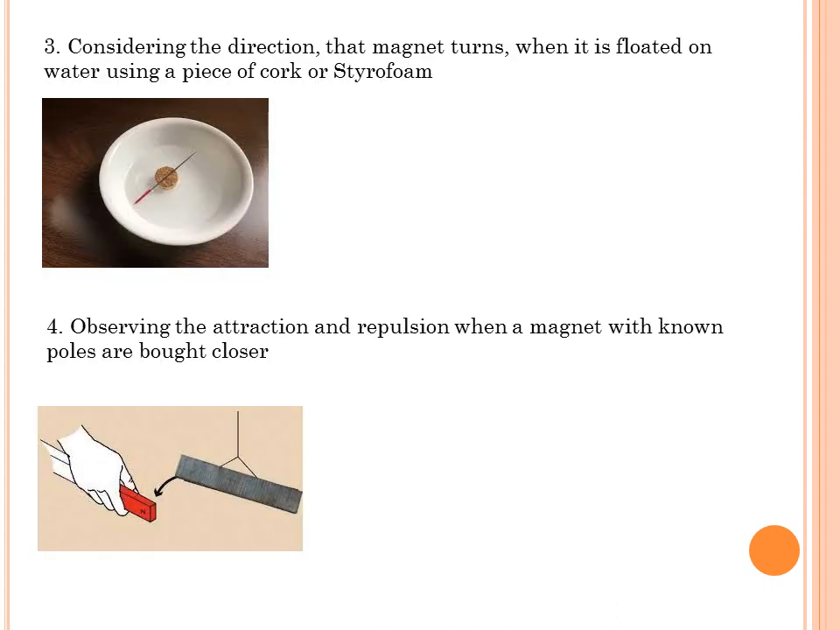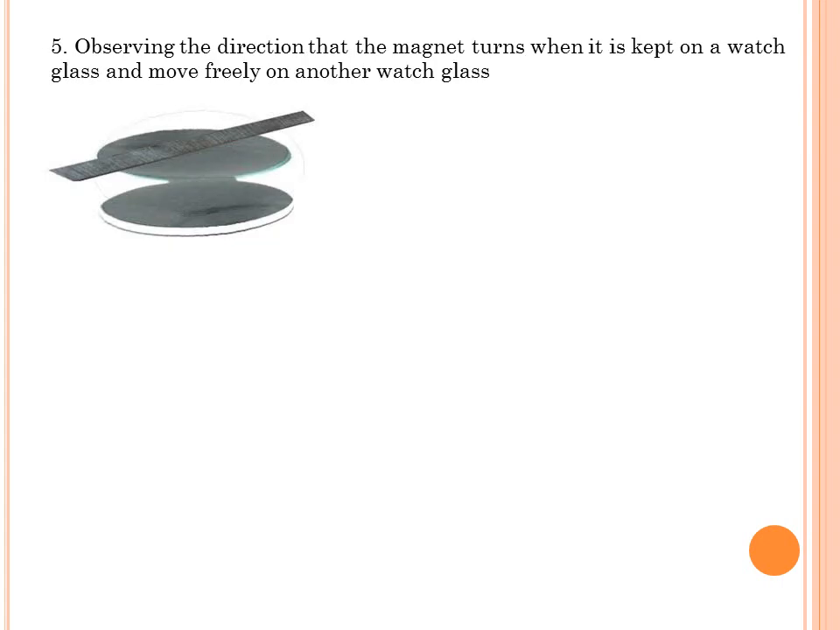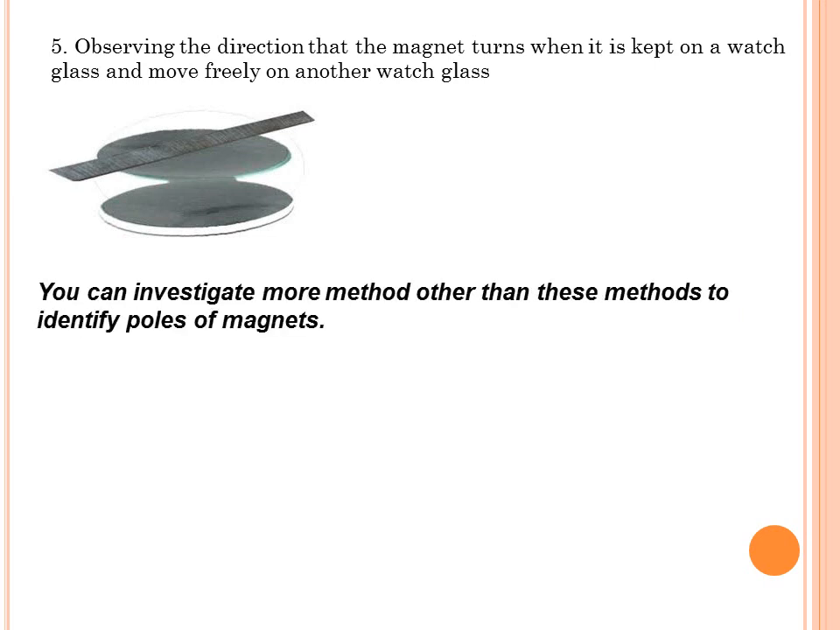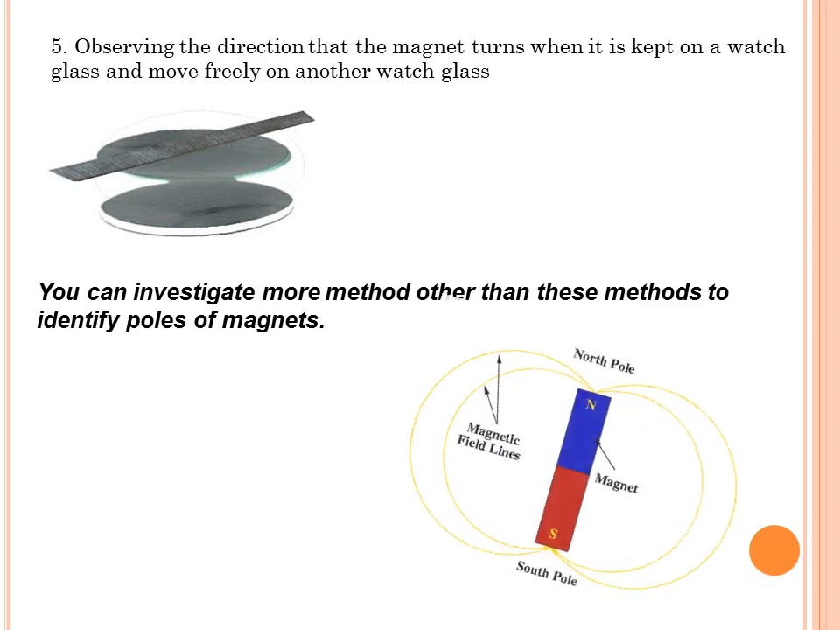Third method is considering the direction that a magnet turns when it is floated on water using a piece of cork or rigid foam. Fourth method is observing the attraction or repulsion when a magnet with non-marked poles is brought closer. Fifth method is observing the direction that the magnet turns when it is kept on a watch glass and moves freely on another watch glass. You can investigate more methods other than these to identify poles of magnets.